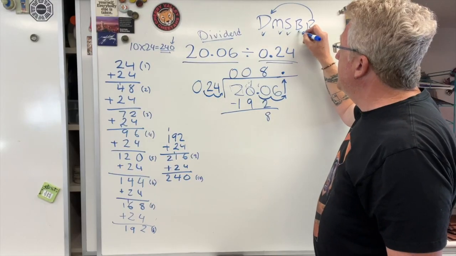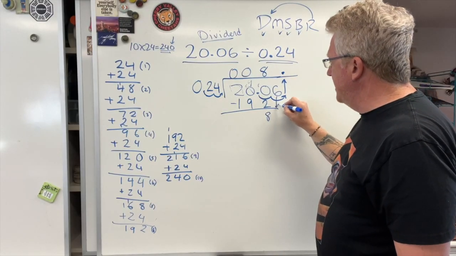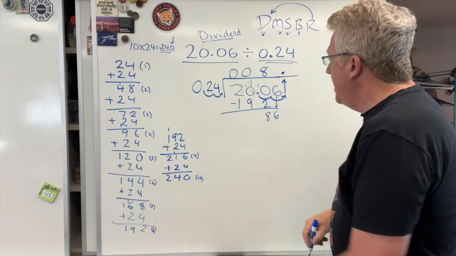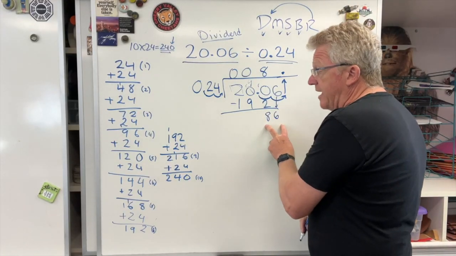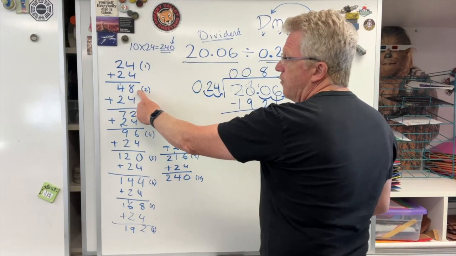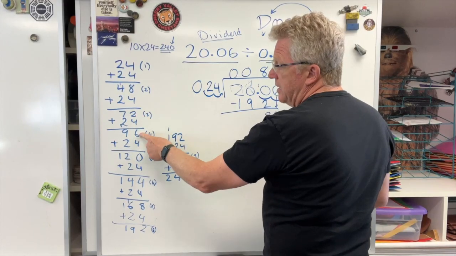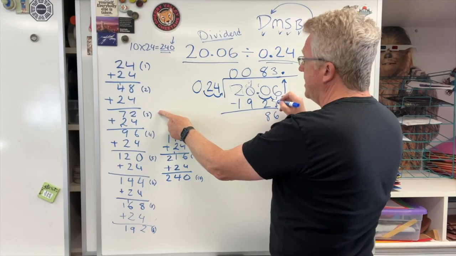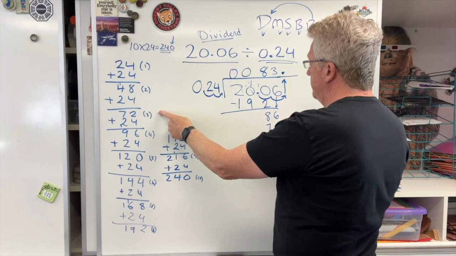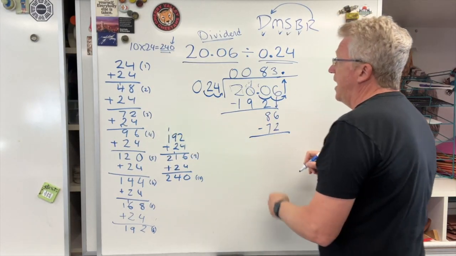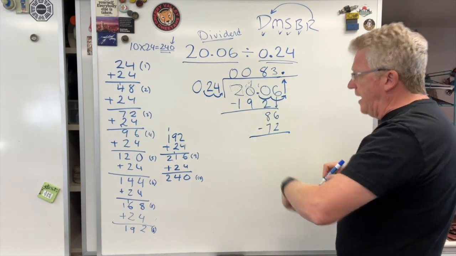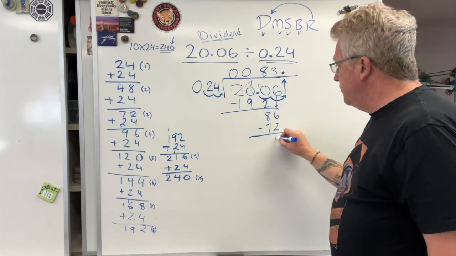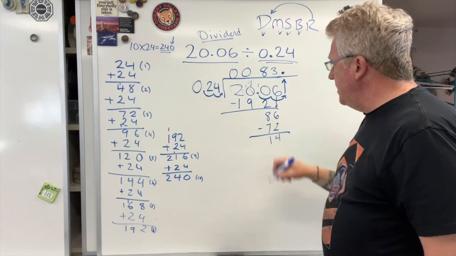I just subtracted. Now I have to bring down my 6. It sits here next to my 8. 86. What's the closest I can get to 86 without going over? 48, 72, 96 is too big, so 3. 3 times 24 is 72. Now I subtract. I divided, I multiplied, I subtract. 6 take away 2 is 4. 8 take away 7 is 1.